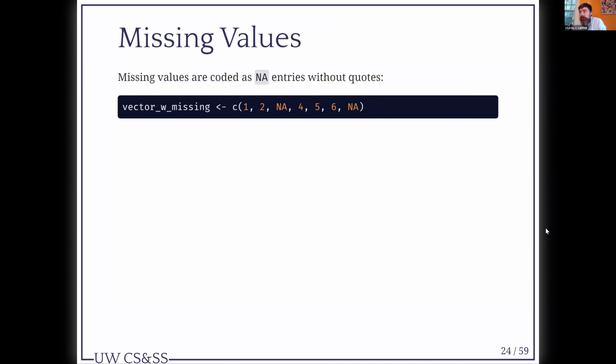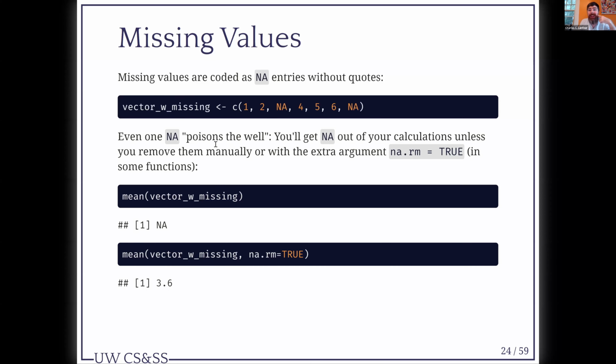So, missing values. We've used and seen missing values in past lectures. Missing values in R are coded as NA, with no quotes on them. They are the color of a numeric value, but they are N and A. So here's a vector that has some actual values and some missing values. The thing about NAs is that, as I mentioned before, they poison the well for calculations. You will get NA out of calculations unless you remove your missings manually or with some extra argument such as na.rm equals TRUE in functions that have it. If I try to get the mean of the vector with missing values, because it has two NAs in it, I can't get a mean of it.